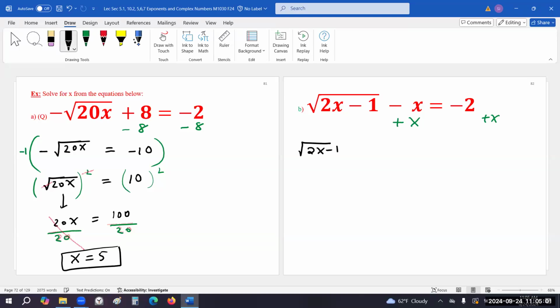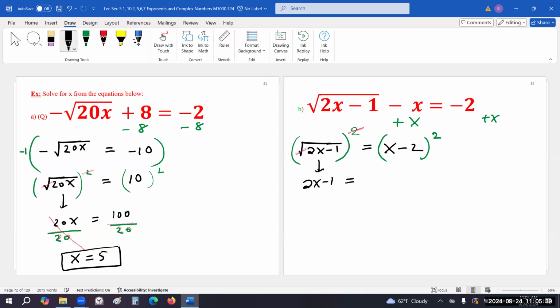So we have 2X minus 1. The next side is negative 2 plus X. We can simply write X minus 2. So X is positive, 2 is negative. X minus 2. Uh-oh, now we have two things on the other side. But we're happy because friendless radical is very weak. So we put pressure on it. We put the power. So the radical and power cancel out.